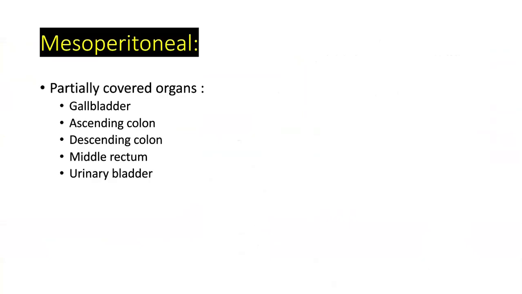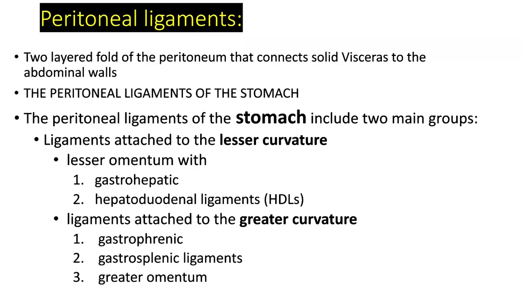Okay, now the mesoperitoneal organs are those organs which are partially covered. So they include the gallbladder, ascending colon, descending colon, middle rectum, and the urinary bladder. Peritoneal ligaments are two-layered folds of the peritoneum that connect solid viscera to the abdominal wall.